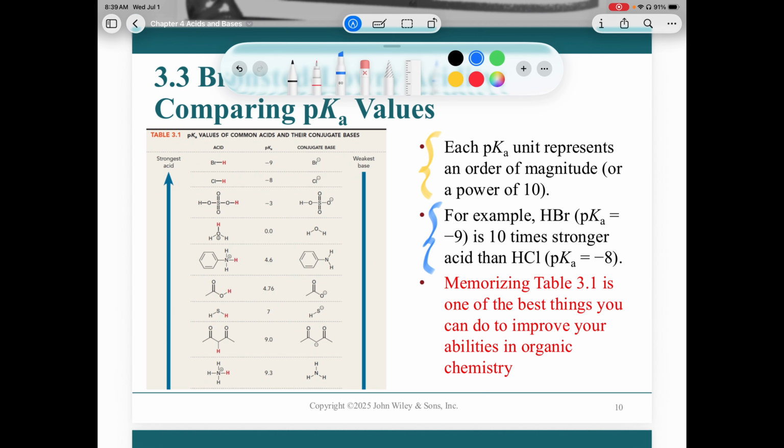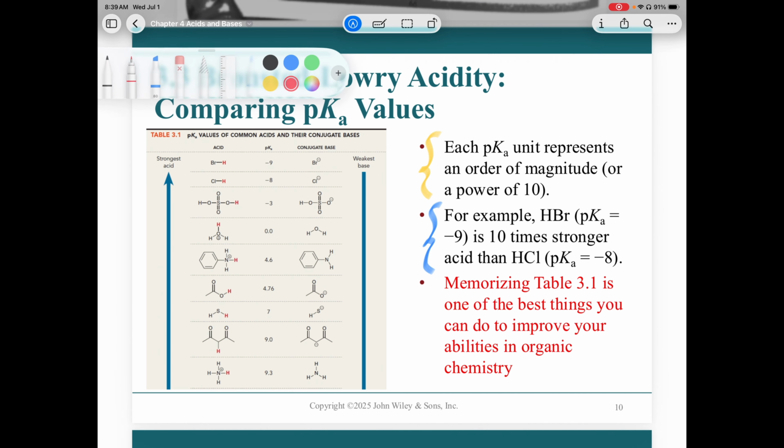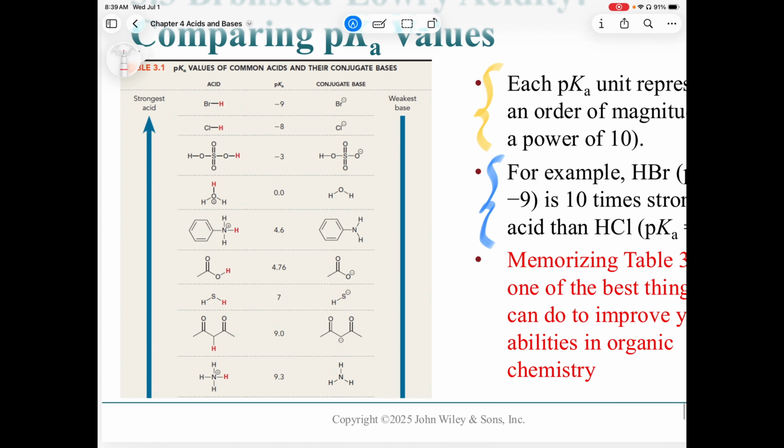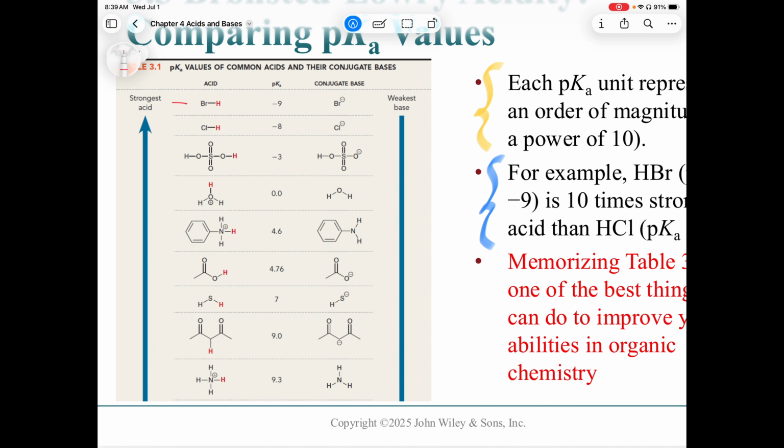And so this table comes from David Klein's textbook, and I don't know what textbook you're using to study organic chemistry at your school, but you can find pKa values all over the internet in any organic chemistry textbook. So let's just review these, and then we're going to go back to the questions. But you can see here, HBr, hydrobromic acid, is a very strong acid with a pKa of -9. Then we have HCl, hydrochloric acid, very strong acid, pKa of -8.